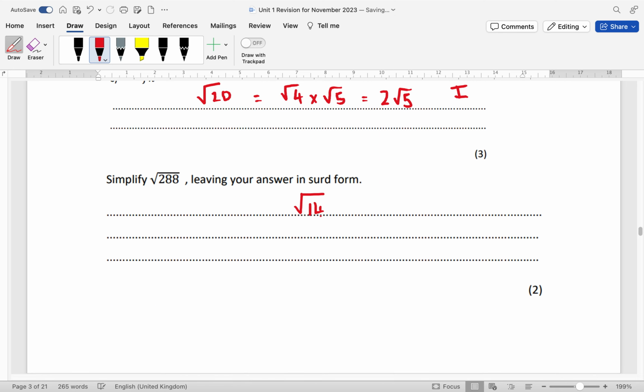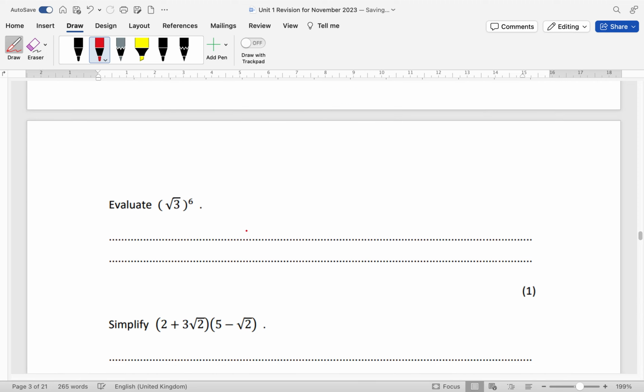Again, simplify, so we need to split it up, right? I'm going for 144 times 2, and the reason I am is because 144 is a big number that has a square root, and 2 can't be split up anymore. So look for something times 2, or something times 3, or maybe something times 5, where the first one then has a square root. That's how to simplify.